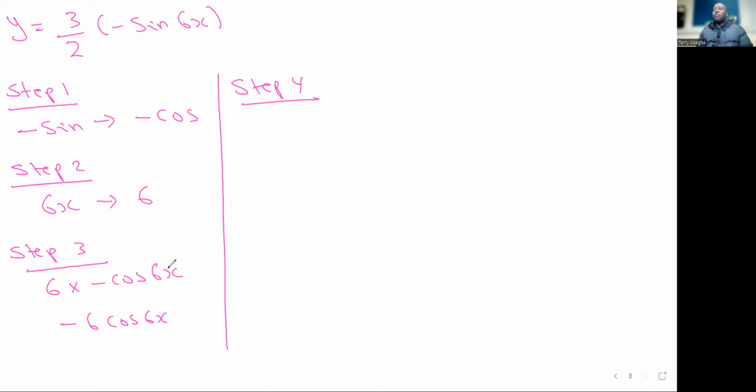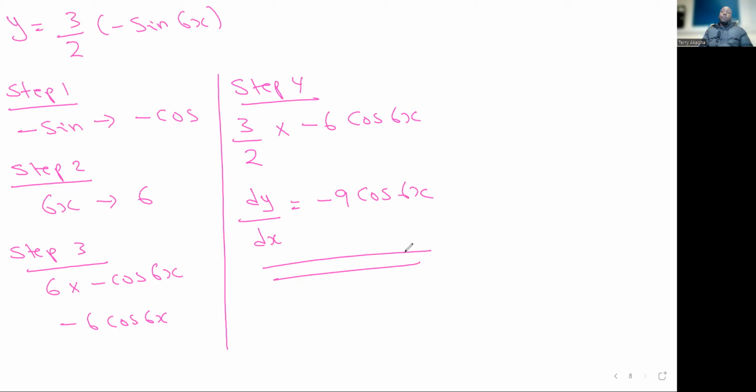Step 4, you have to then multiply the 3 over 2 with the answer from step 3. So it's going to be 3 over 2 multiplied by minus 6 cos 6x. And 3 over 2 times minus 6 will give you what? That means dy over dx is going to be equal to minus 9 cos 6x. And that will be the answer for that. So I hope it's the same answer you got.